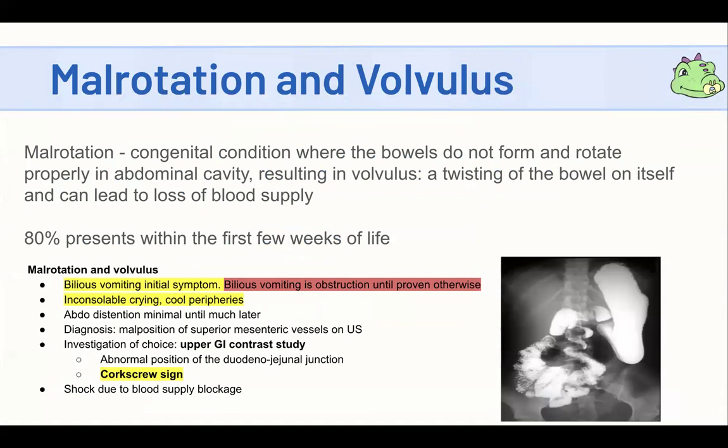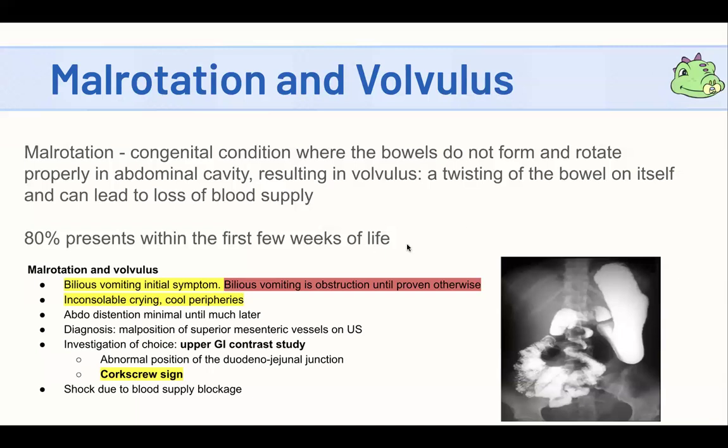So what is it? Malrotation is a congenital condition where the bowels don't form and rotate properly in the abdominal cavity, and that results in volvulus, which is the twisting of the bowel on itself, and that can lead to a loss of blood supply in the bowels. So in terms of malrotation and volvulus, 80% of these present within the first few weeks of life, and the most important things to note are the symptoms. Bilious vomiting is normally the initial symptom. And when you're revising for PEDS abdominal pain, just remember that bilious vomiting is obstruction until proven otherwise.